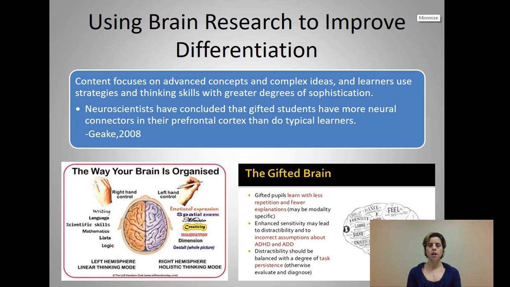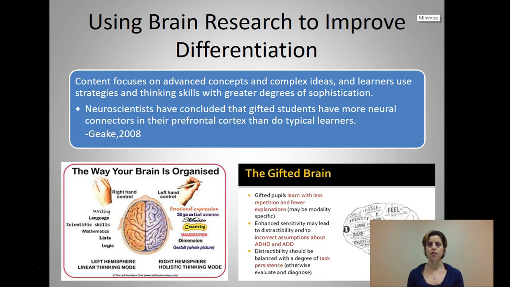So for instance, gifted pupils need fewer repetitions and fewer explanations, which is why they're able to move through content more quickly, and they need less practice than typical learners.